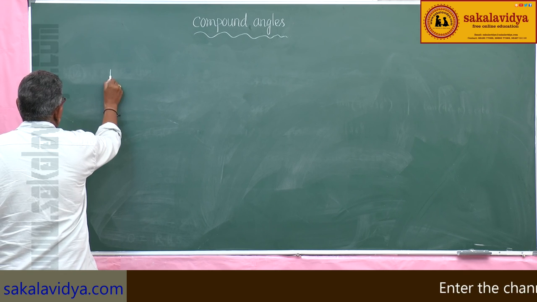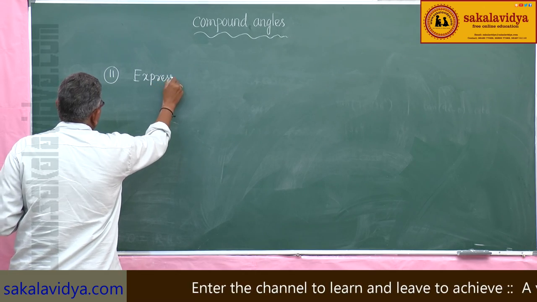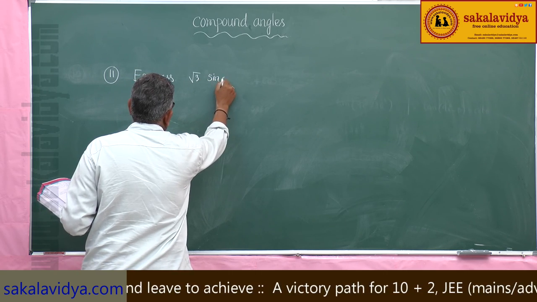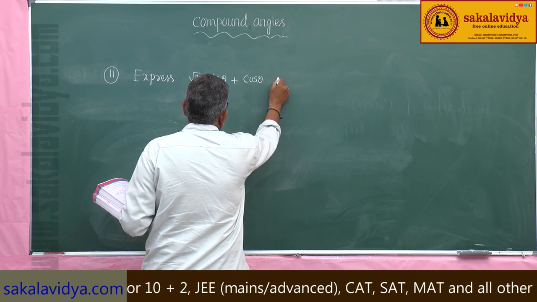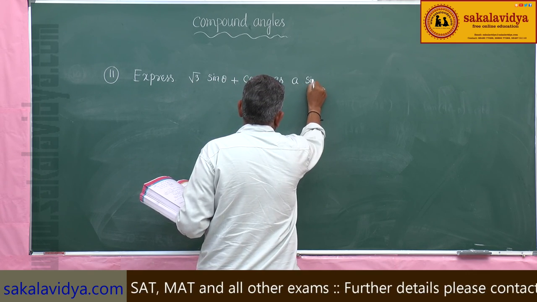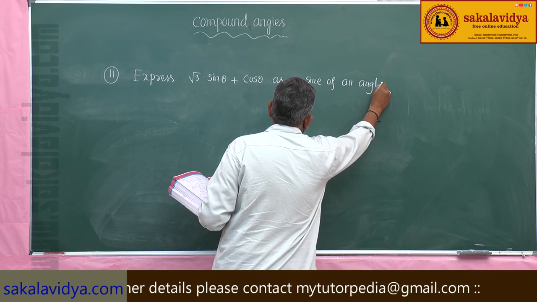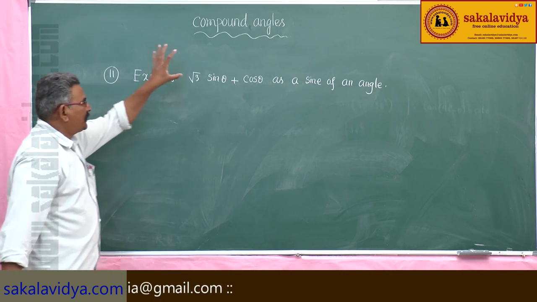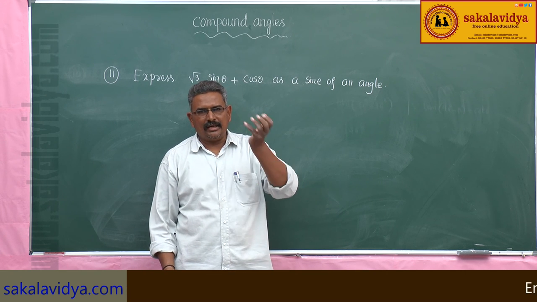11th one, express root 3 sin theta plus cos theta as a sin of an angle. That means this expression should be expressed as sin of a plus b form or sin of a minus b form.